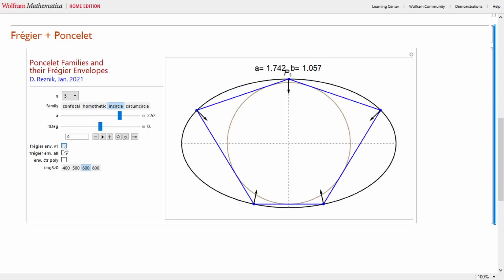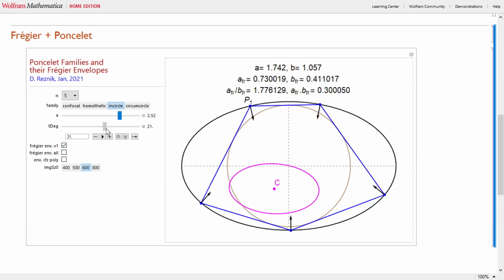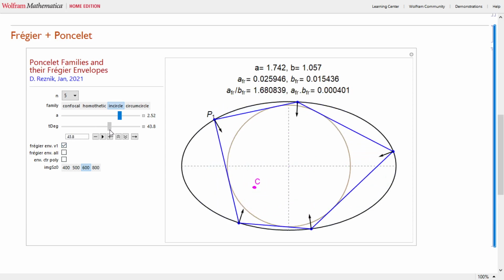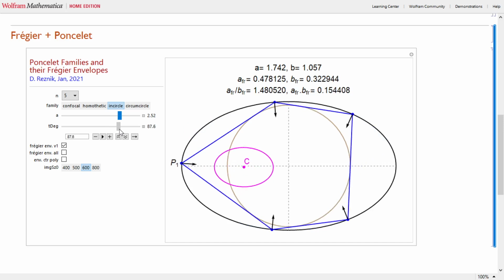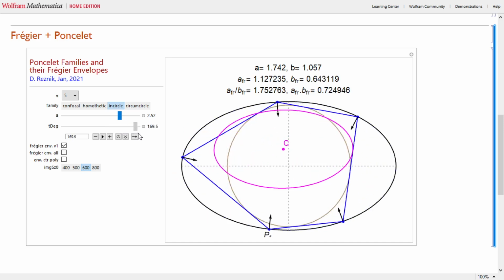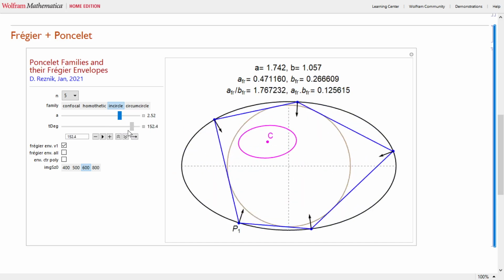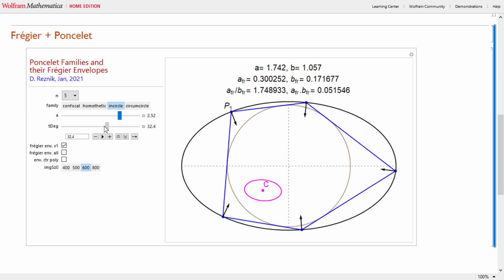Let's go ahead and draw one of the Frégier conics of this family. So you can see here that it's with respect to this vertex here. So when this vertex, the angle here is close to 90 degrees, the envelope shrinks to something that is close to a point, and so forth and so on. I'm not detecting any invariance looking at whatever I'm reporting, the semi-axis reported above.